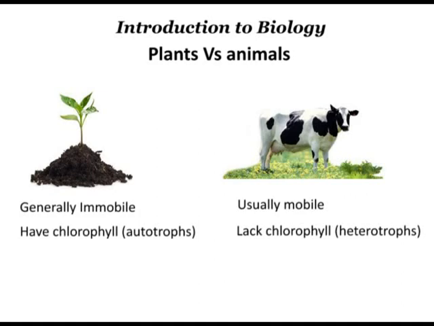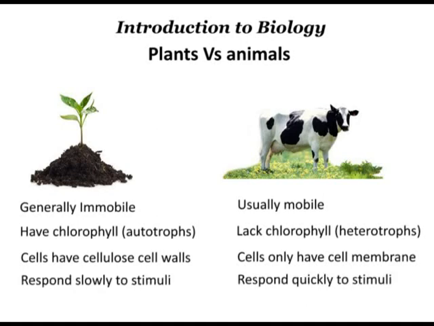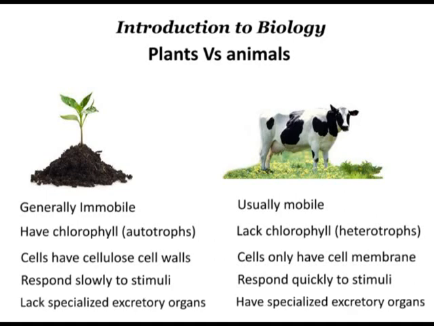They are called heterotrophs. Plant cells have cellulose cell walls in addition to the cell membrane, but animal cells only have the cell membranes. Plants respond slowly to stimuli. They have either no or very basic sensory ability, but animals respond quickly to stimuli. They have a much more highly developed sensory and nervous system. Plants lack specialized excretory organs, but animals have much more complex excretory organs.